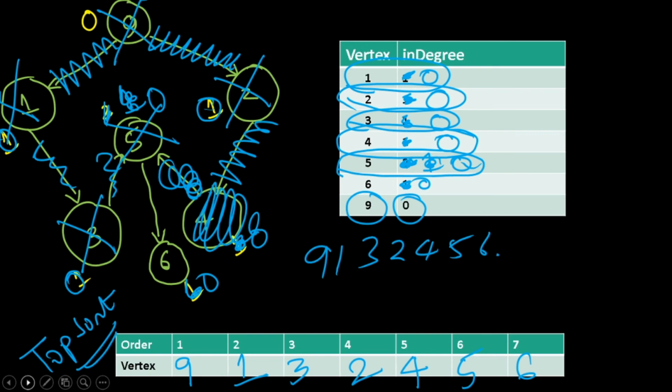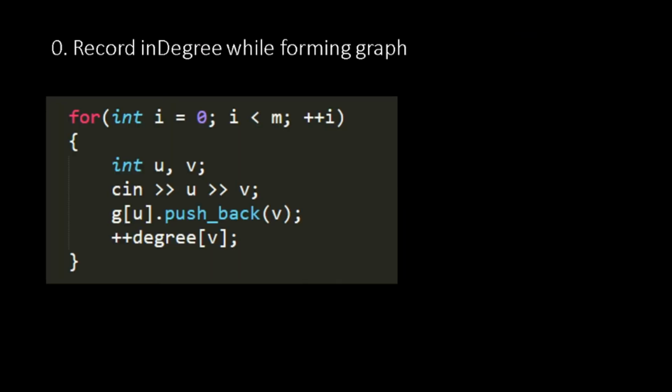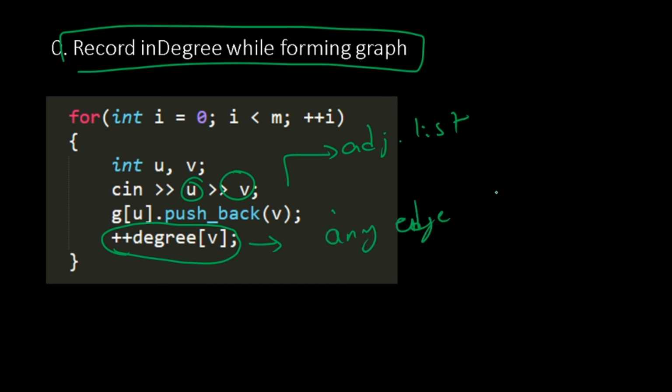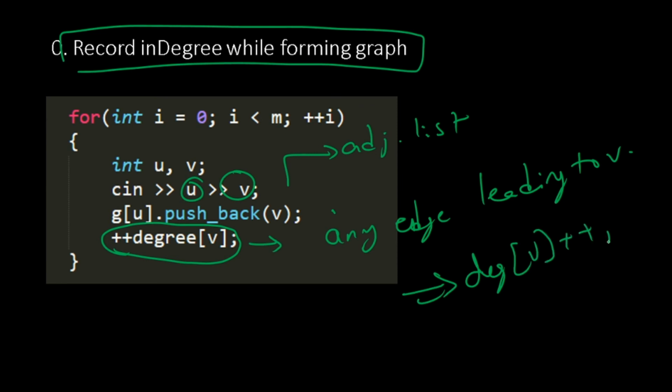So I hope the algorithm is very clear. Now let's look at the implementation. It will become even more clear. Whenever we are forming the graph itself, we'll record the in degree. How do we do that? We are taking system input, and as you can see, we are recording all this in an adjacency list format, by the way. So as you can see, the in degree of V is incremented here every time there is an edge leading to V.